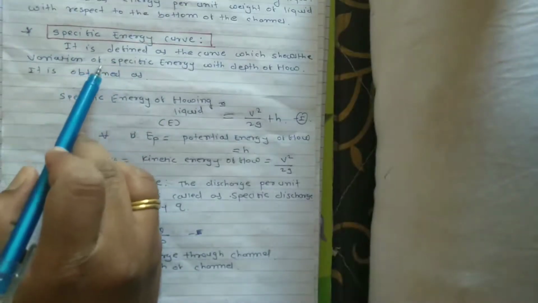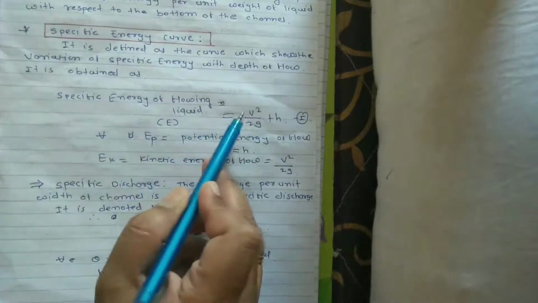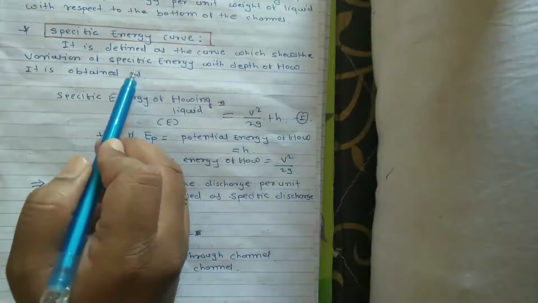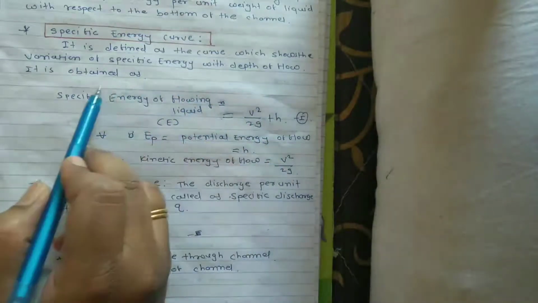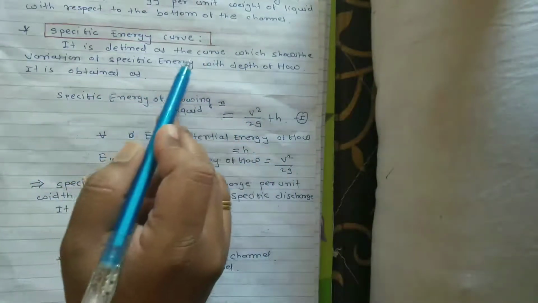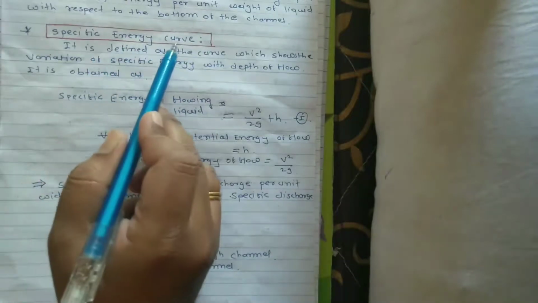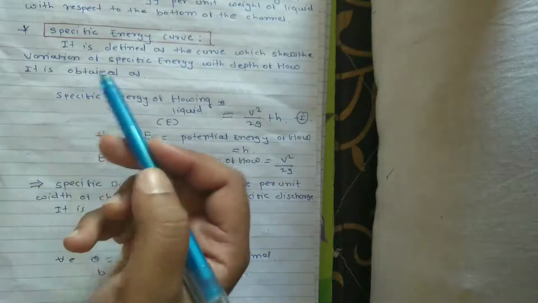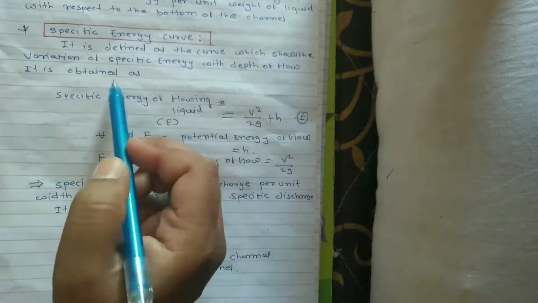So what is specific energy? This is our specific energy, that is V squared by 2g plus h. The variation of this energy with respect to the depth of the flow, that curve is called the specific energy curve. Now, how to obtain this curve? How to draw that curve? Let's study it.